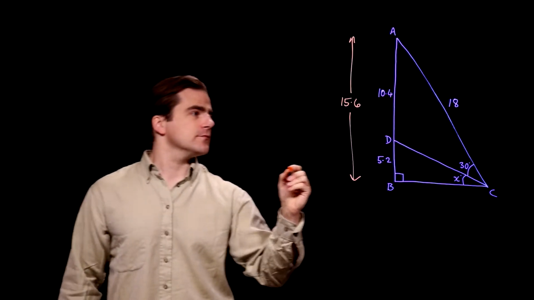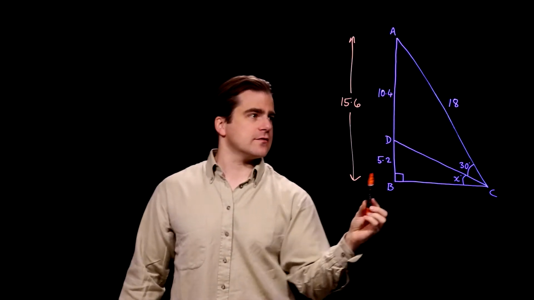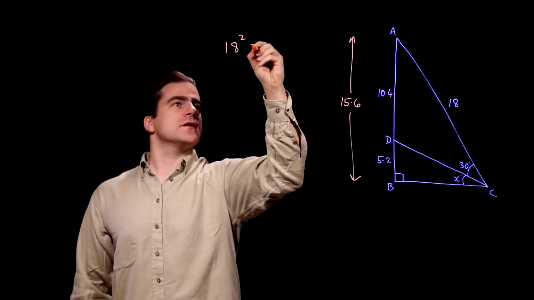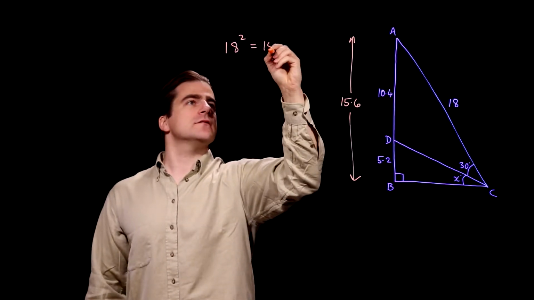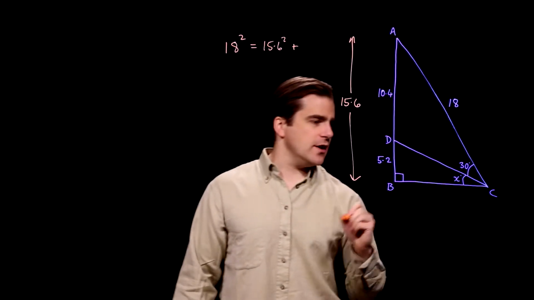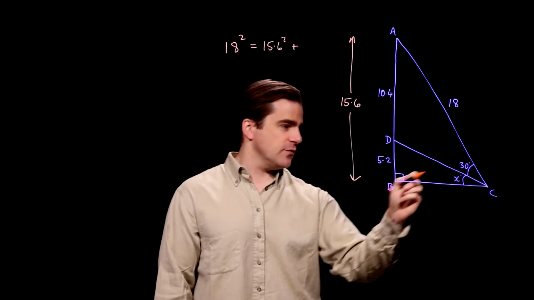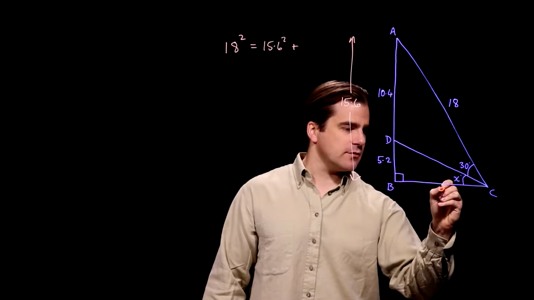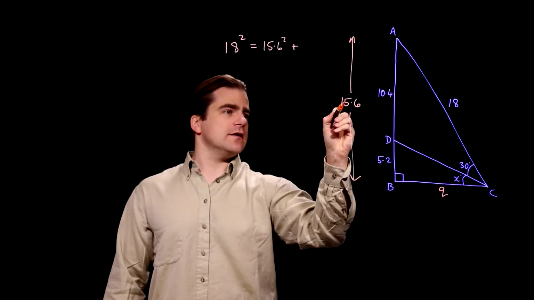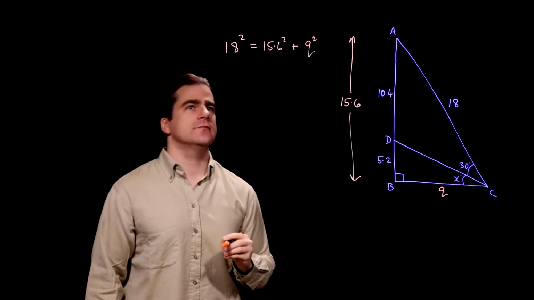So let's do that. Pythag says that the big side squared is that squared plus that squared. So 18 squared is equal to 15.6 squared plus, we need a name for this side. Let's call it, well, we're not going to call it x, which is the go-to symbol, because we've already got x. So let's call it something totally different. How about q? Okay. So 18 squared is 15.6 squared plus q squared.